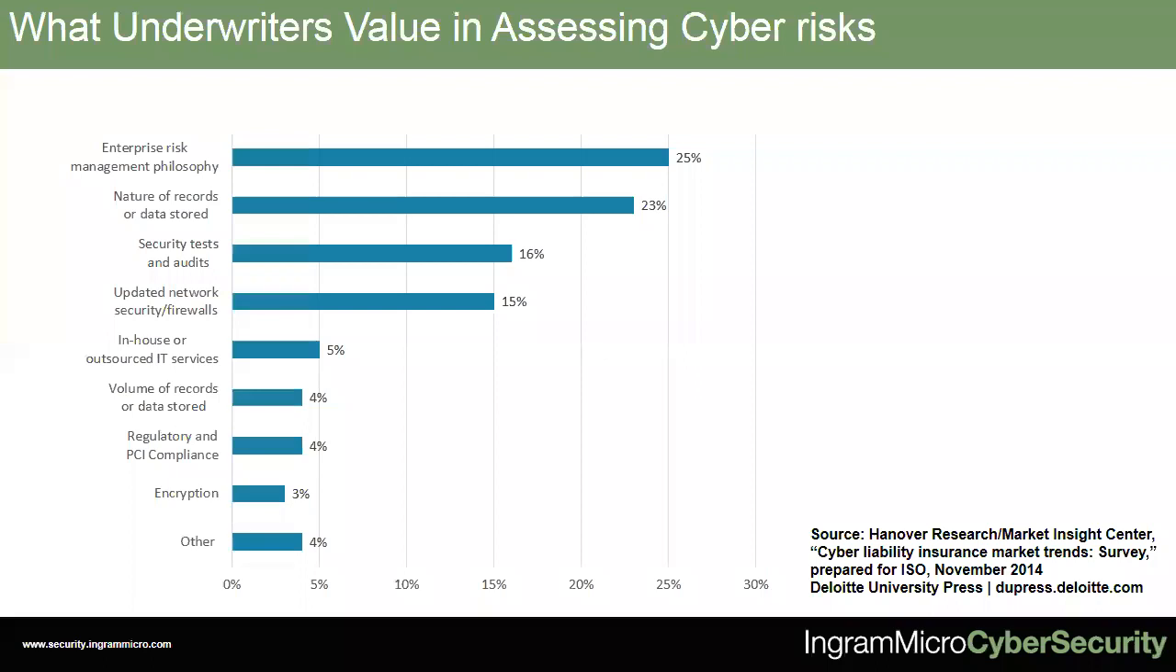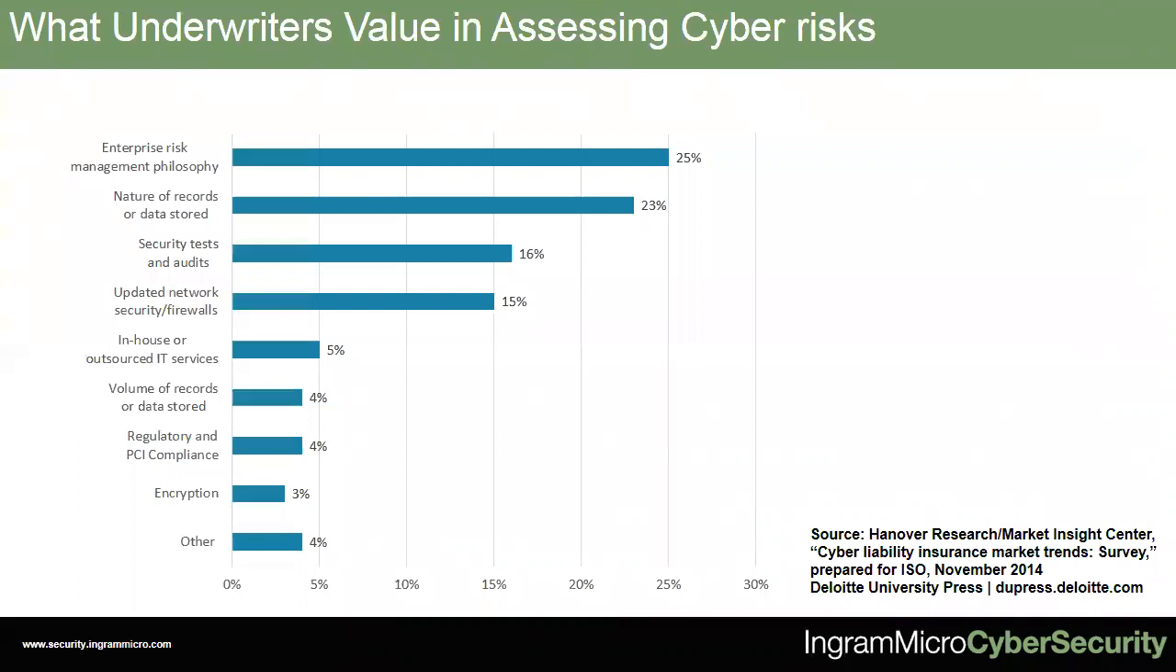If you look at this chart, you can see that 25% weightage is given to the enterprise risk management philosophy. If an organization has a risk management philosophy within it, it is considered a very mature organization. So 25% weightage goes to this, and underwriters value this parameter a lot. And 23% is about the nature of records or data stored. It means how well you are recording your data, how well you are storing your data, whether you have the entire data or not, how often you lose data, and how you are losing it.